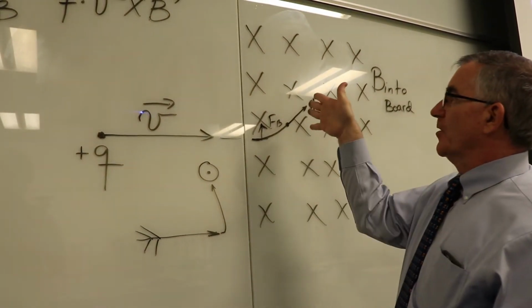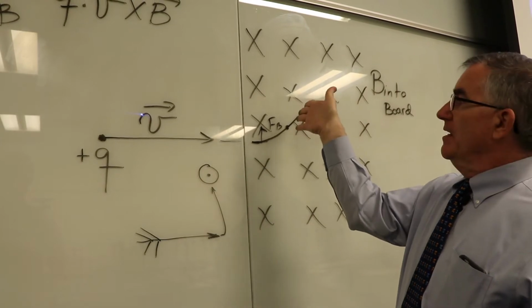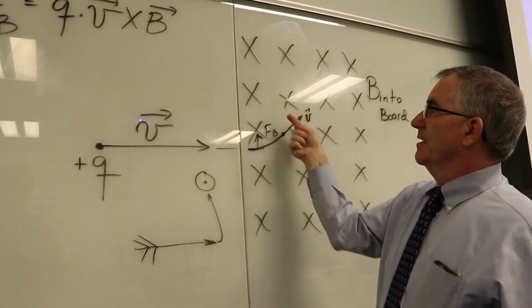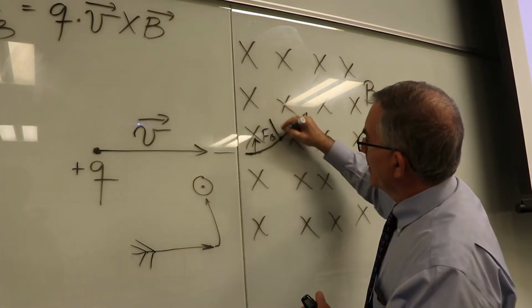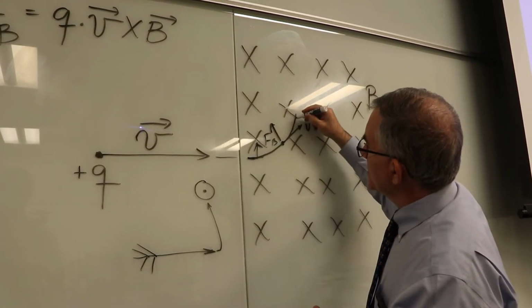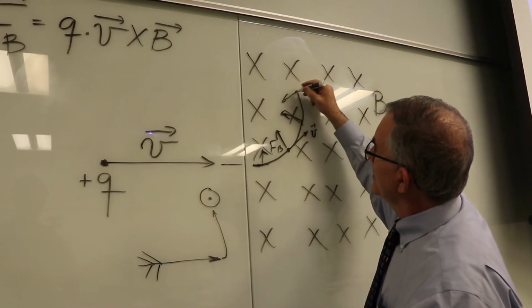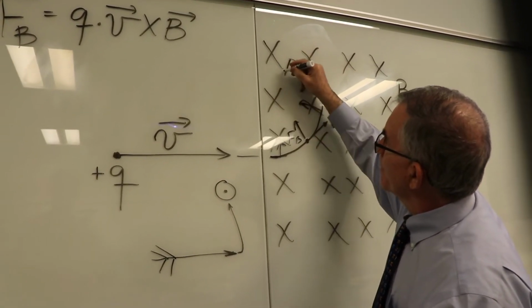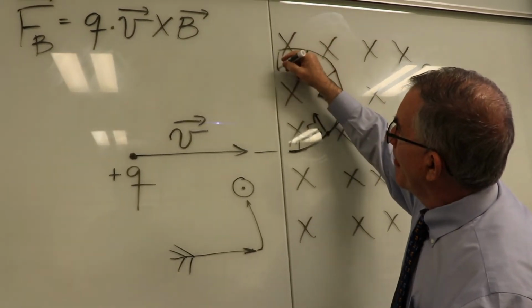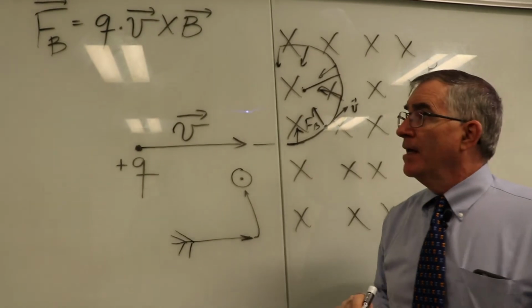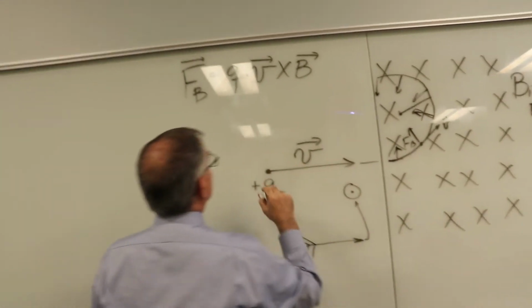So you take your fingers, put them in the direction of the B, and then your thumb along the V, and you can see the force is in like that. So that means it's going to go like this, and it's going to make it go like this, and like this. So you can see it goes into a circular path, and there's a radius of the circle. Nice, huh? So now we can write this thing.